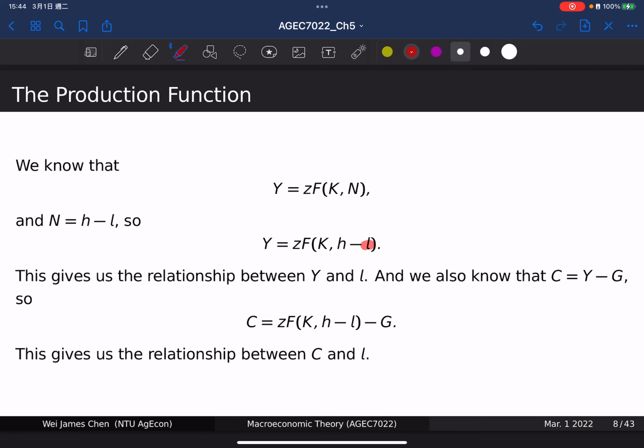So this is a variable that I haven't really solved yet. These are exogenous. So this is a relationship between Y and L. Okay, and we also know that in equilibrium, C equals Y minus G. So we can further replace Y with C plus G, or put it another way, C will equal Z times F of K, H minus L, minus G.